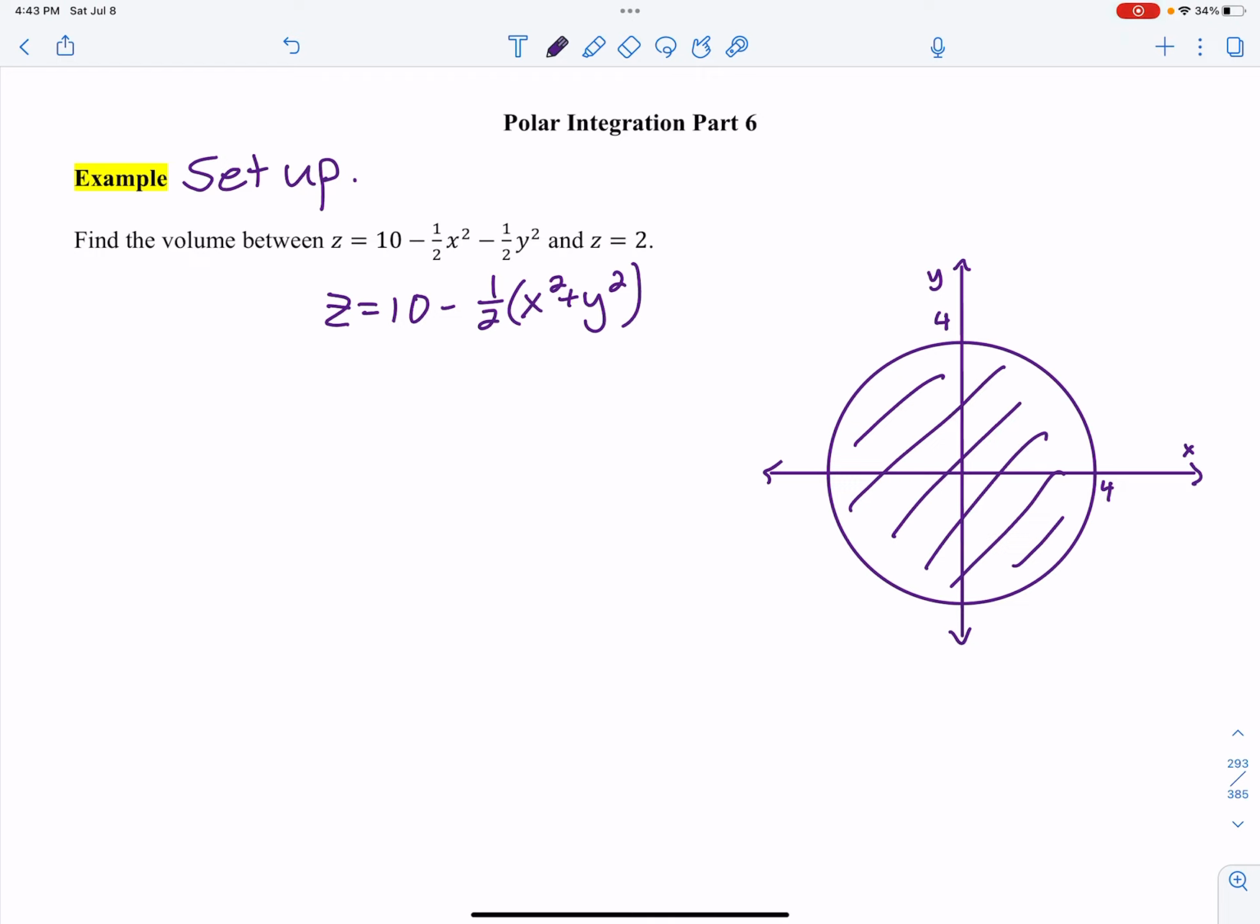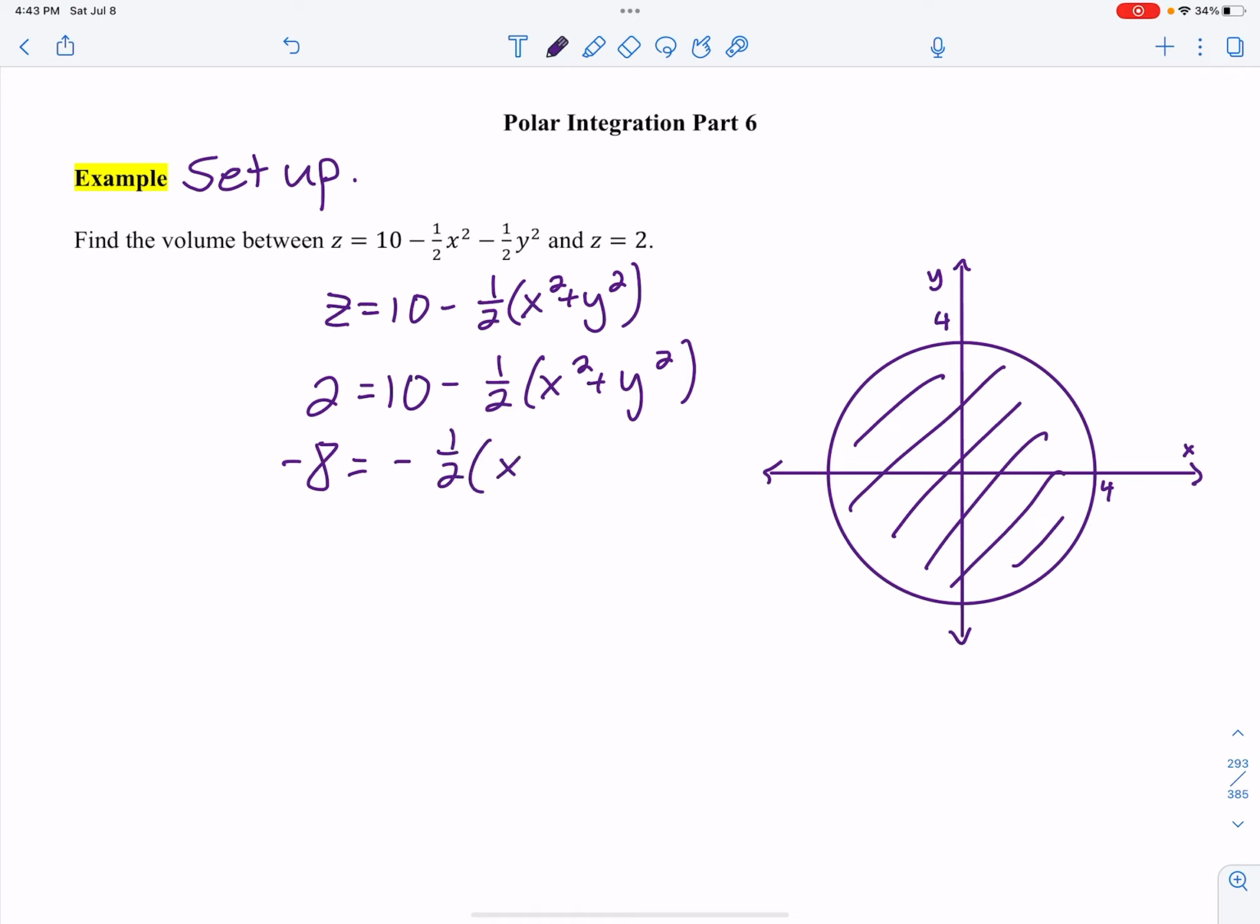I would like to find where they intersect, because that's going to give me something. That's that circle right here that we're looking at. So I could just plug in 2 here and start working this out. All I did is set my equations equal because I want to know where they intersect. This isn't going to be on the xy plane, but it's going to help us figure it out. So I got negative 8, if I move that 10 over, equals negative 1/2 times x squared plus y squared. If we multiply by negative 2, we get 16 equals x squared plus y squared.